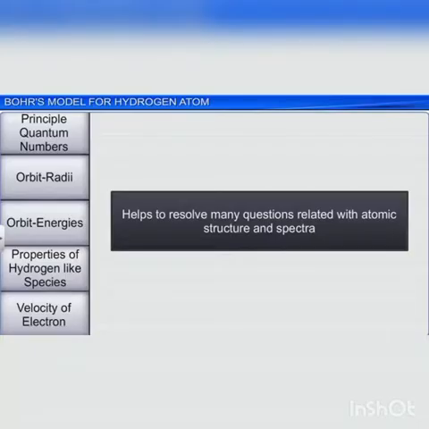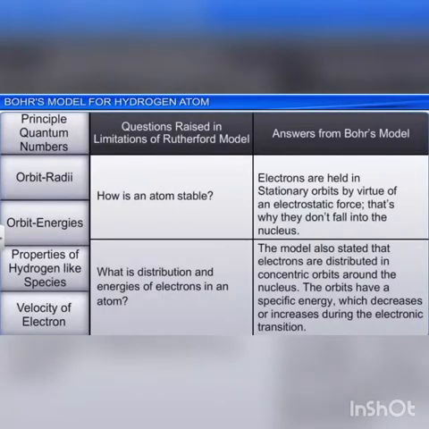Although Bohr's theory is not based on the modern quantum mechanics, it helps to resolve many questions related with atomic structure and spectra. For example, it provides explanation for main limitation of Rutherford's model, the stability of an atom. According to Bohr's model, electrons are held in stationary orbits by virtue of an electrostatic force. That's why they don't fall into the nucleus.